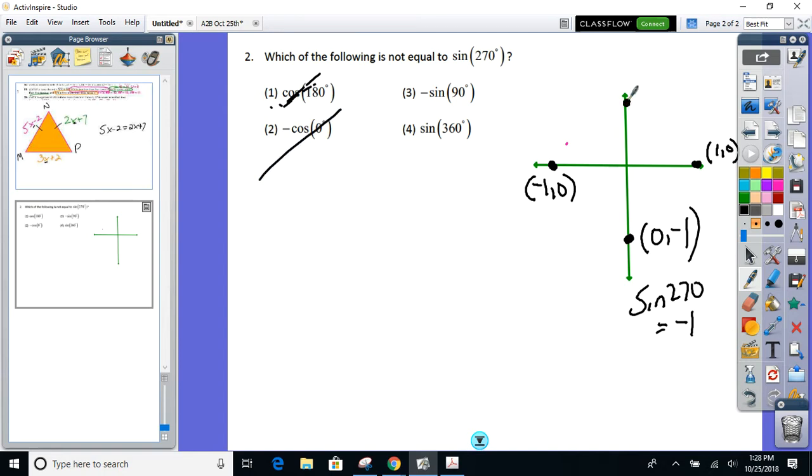90. Coordinate 0, 1. Which one do I want for the sine? Y. But then I'm putting a negative in front. Ready? Sine. Which coordinate do I want? X or y if I'm looking for the sine? The y, which is 0. So this one equals 0, not negative 1.